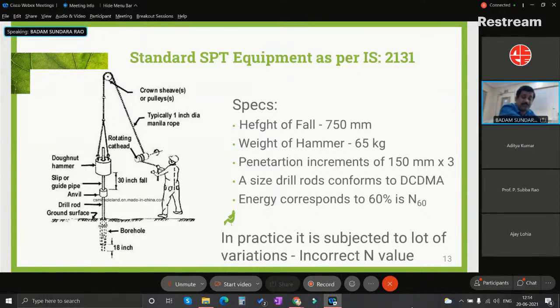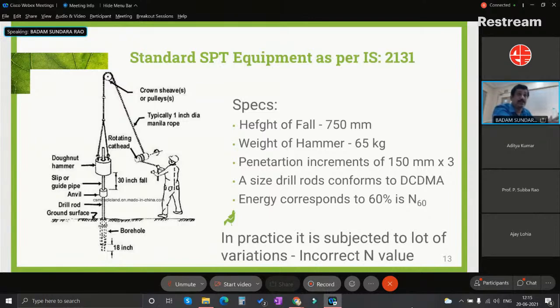And we have drill rods. These drill rods also have some specifications from the DCDMA standards. These DCDMA standards are nothing but US standards that pertain to rotary drilling equipment. The full form is Diamond Core Drilling Manufacturers Association. These are the guidelines from a rotary drilling point of view, or any drilling point of view. These are the worldwide standards we have.